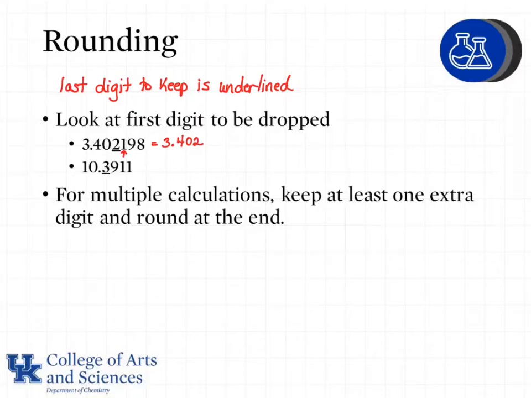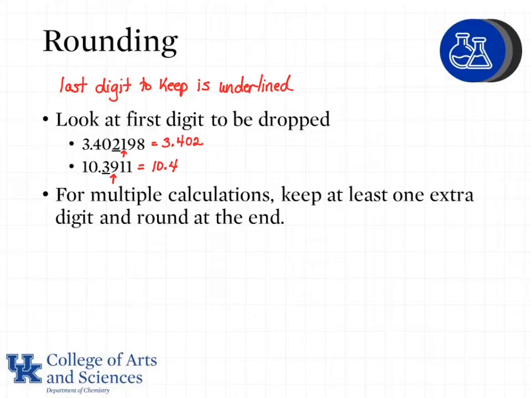When we look at 10.3911, 3 is the last digit we are keeping, so we look at the next digit, which is a 9, to determine whether or not we are going to round up or leave the 3 as it is. Because it's 5 or greater, we're going to round up. So we write our 10 point, and then we round that 3 to a 4. It doesn't matter what digits are after that next digit, we only look at that first digit to determine whether we round up or down. 5 or greater rounds up, below 5 rounds down.